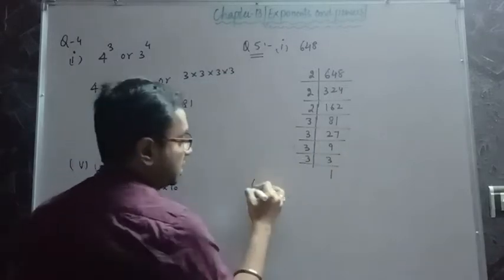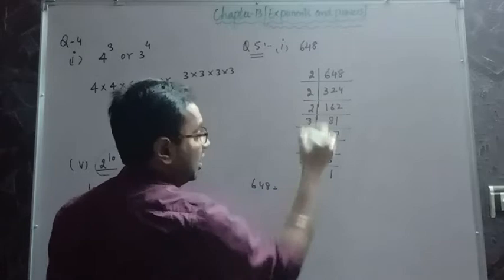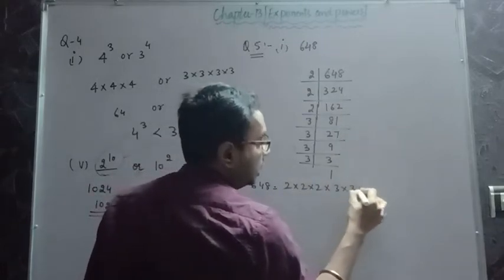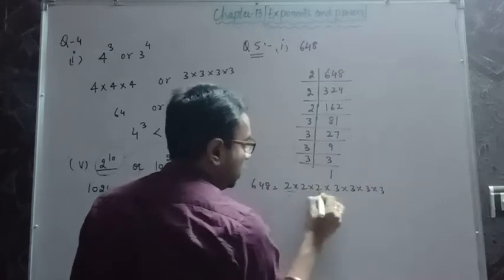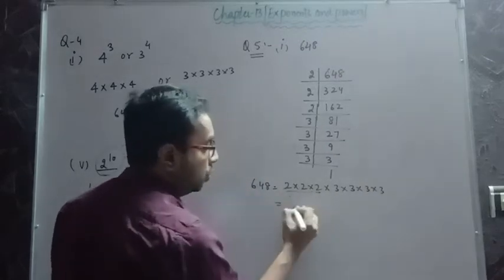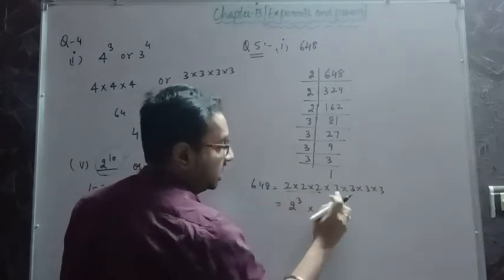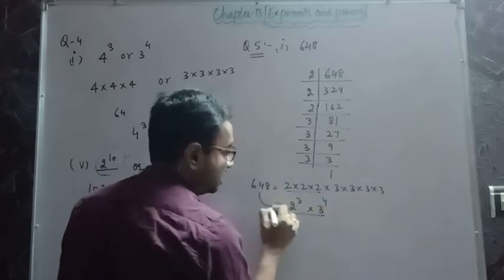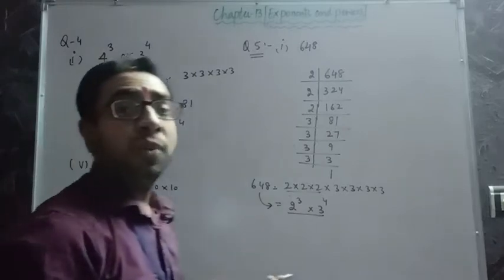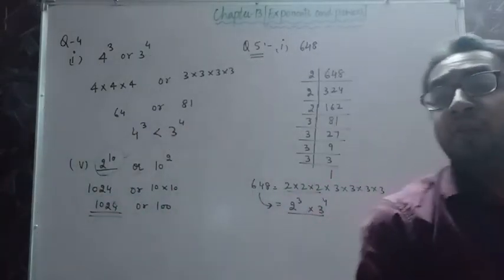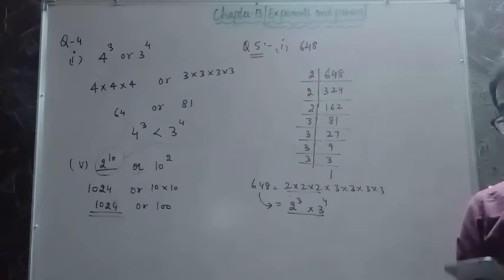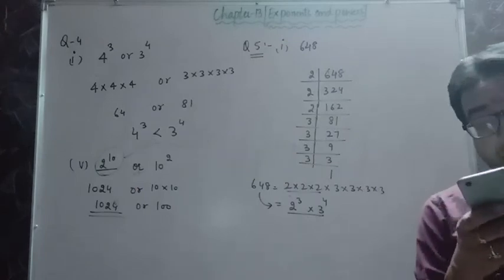So what we got? 648 is equal to 2 into 2 into 2 and 3 into 3 into 3 into 3. So 2 into 2 into 2 is 2 raised to power 3, and 3 into 3 into 3 into 3 means 3 raised to power 4. So this is the representation in terms of powers of prime factors of this given number. Are we clear? Will you be able to do this sort of question? Very, very easy to do.